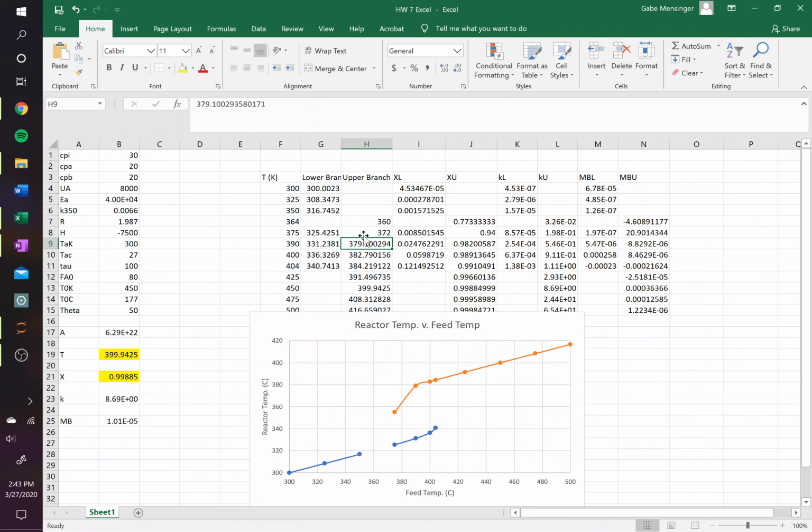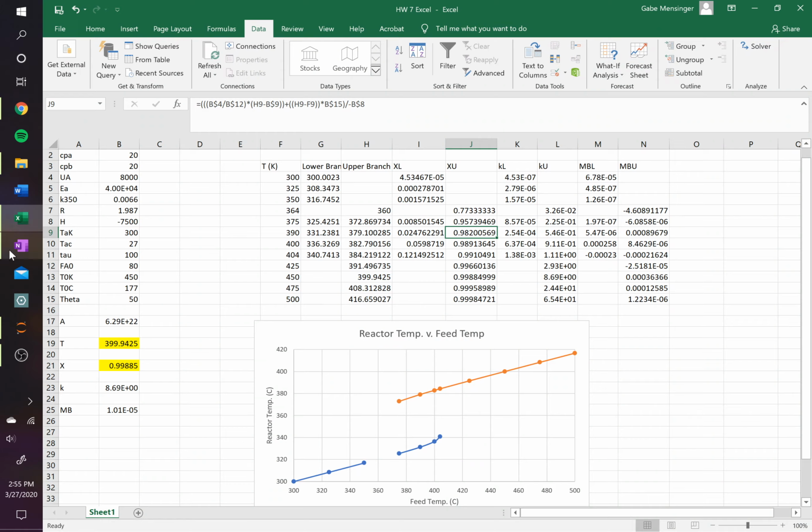So let's try 377 as a guess, just kind of interpolating there. Same as before, we want it to be equal to 0, and we want to get it by changing that. So solve it, 379. And so that's our temperature, but what we're asked for on this one is the conversion. You get a conversion of about 98.2%. I hope that makes it clear for part D.